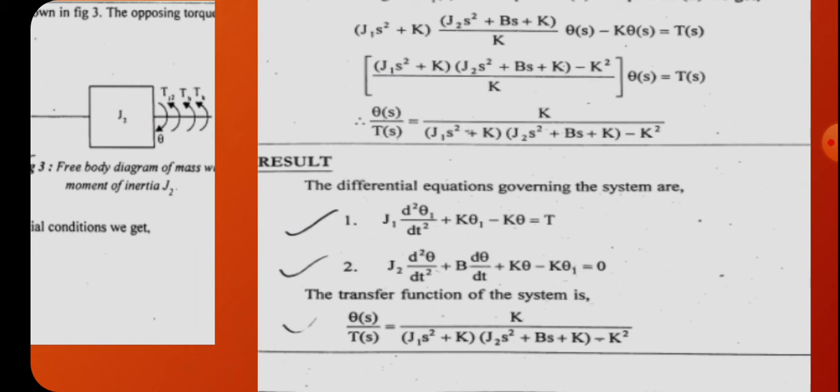And the third question is that we have to find out the transfer function. So the transfer function of the system is theta of s by T of s, that is equal to k divided by J1 s square plus k into J2 s square plus bs plus k, minus k square. This is the solution for this question.